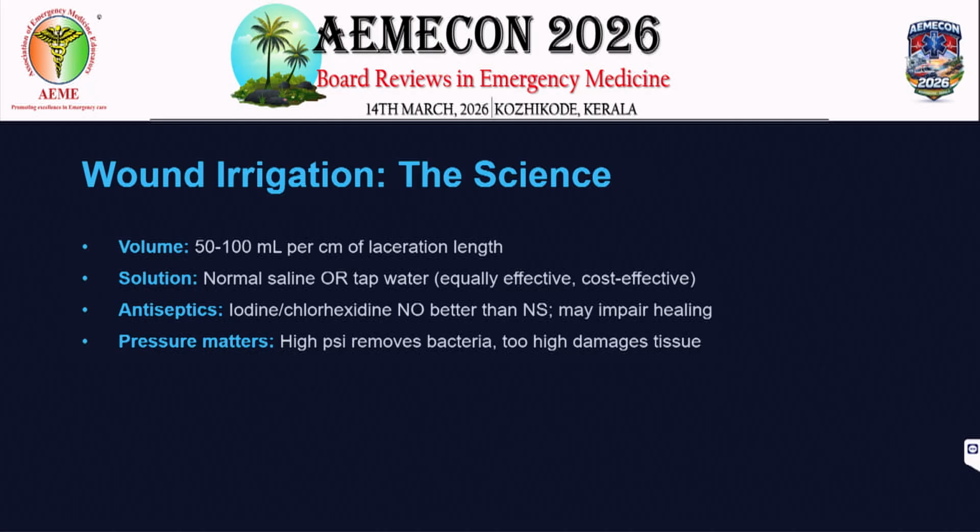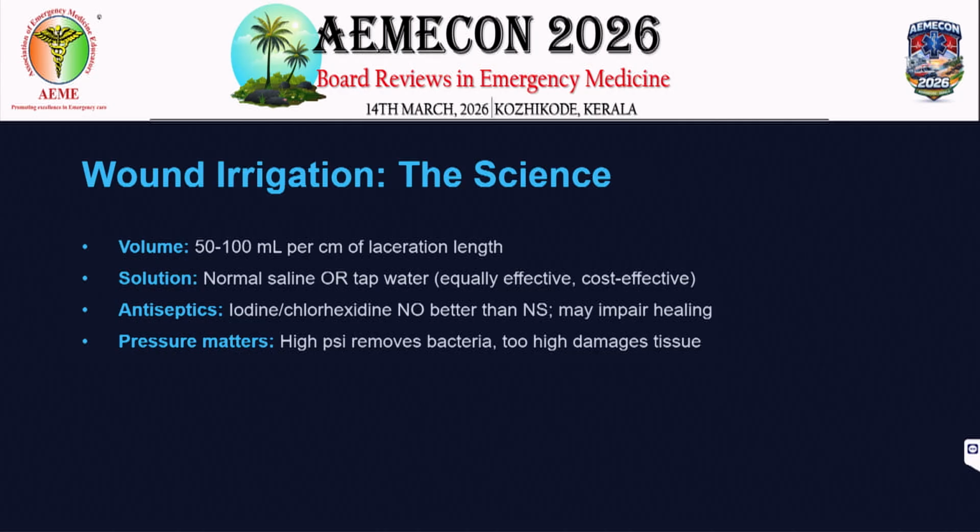Moving forward, this is one of the steps which we neglect a lot. This is one of the steps where we come as the first responder. So we should know the ins and outs of this step, which is wound irrigation. First thing is, in wound irrigation, even the volume matters. So we should use at least 50 to 100 ml per centimeter of the laceration length.